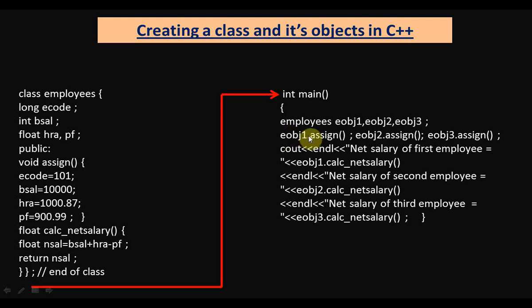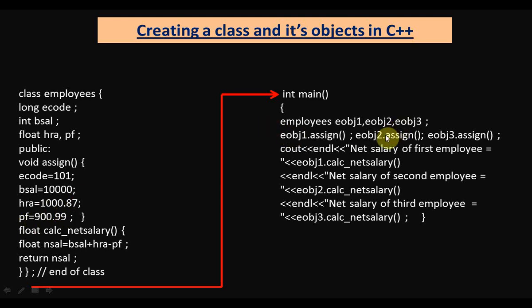Some people call it default object. Anyways, eobj1.assign, control will come here. 101 value will be assigned to the eCode instance variable of the first object eobj1, 10,000 to the instance variable bsal of the object eobj1, because right now eobj1 is the current object, and similarly HRA, PF will be assigned values.